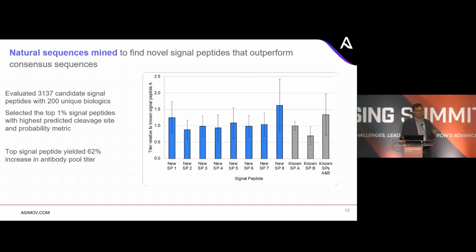They cleave in the right site. We think that they're going to effectively destine this protein to the secretory pathway. Now let's test them for performance. And when we did test those for performance in stable pools, we saw the top of those cases, this new signal peptide 8, yielding a 62% increase in our antibody pool titer over the industry standard signal peptides that we had been using.